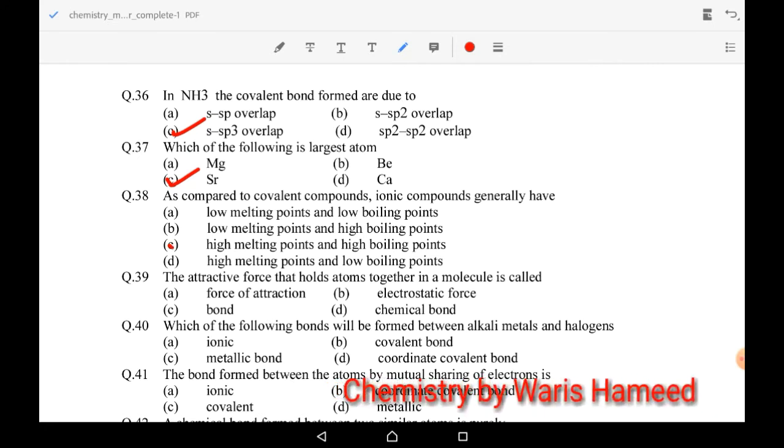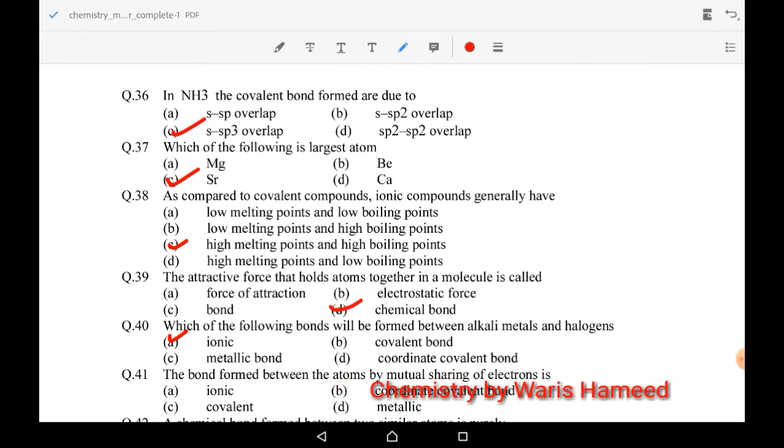C option is correct. The attractive forces that hold atoms together in a molecule are called chemical bonds. Which of the following bonds will be formed between alkali metals and halogens? Ionic bonds. The bond formed between metals and non-metals is mostly ionic, and the bond formed between similar atoms is mostly covalent.